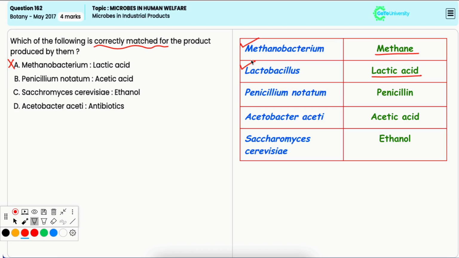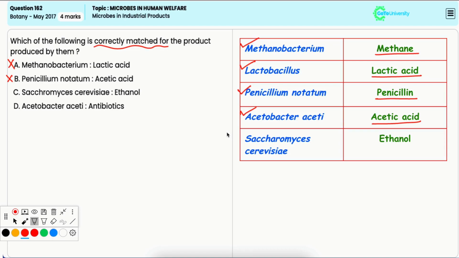Option B, Penicillium notatum is to acetic acid. It is also incorrect because Penicillium notatum produces antibiotic penicillin and acetic acid is produced by bacteria like Acetobacter aceti.